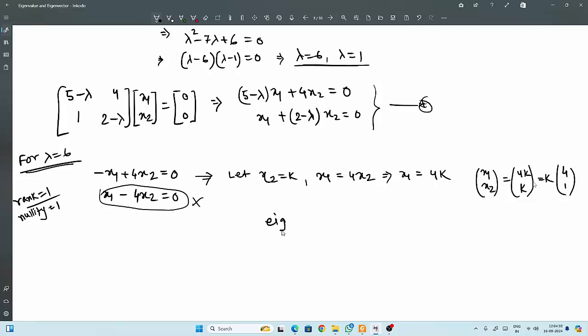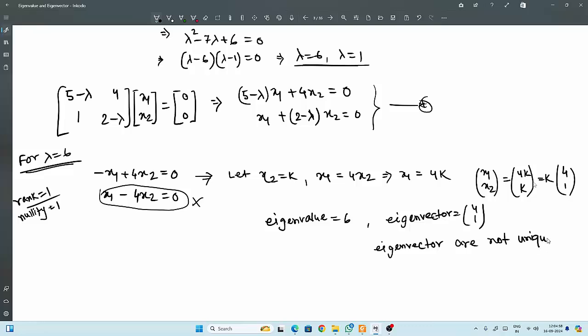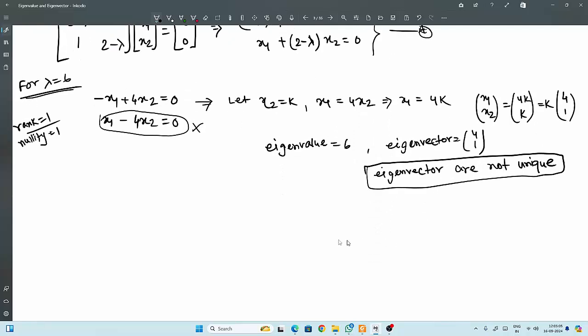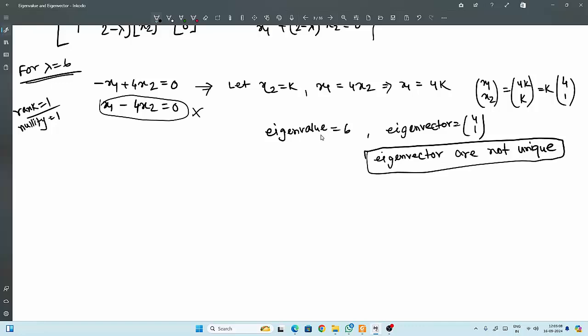So now we can say that for eigenvalue 6 the eigenvector is [4, 1], and it is not a unique one. It is one eigenvector, and other eigenvectors are k multiples of that [4, 1]. Eigenvectors are never unique because they come from an infinite solution set, so how can they be unique? It will always be infinite in nature. Infinite numbers of eigenvectors are there corresponding to one eigenvalue.